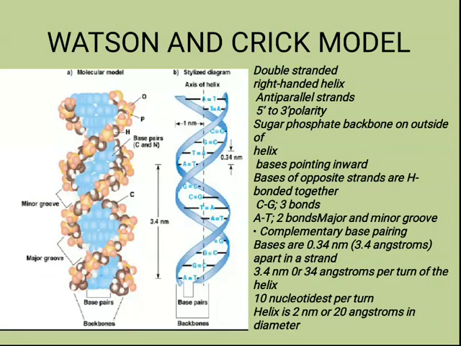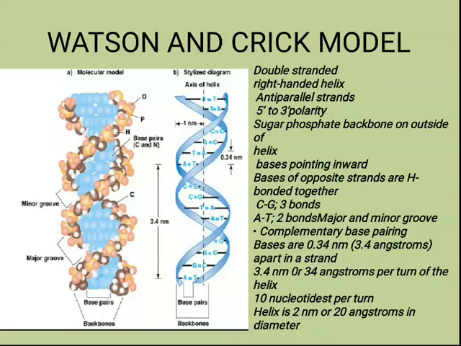The DNA double-stranded structure is a right-handed helix. The antiparallel strands run 5' to 3', and the backbone is made up of sugar and phosphate. The bases point inward, and bases of opposite strands are combined together through hydrogen bonds.